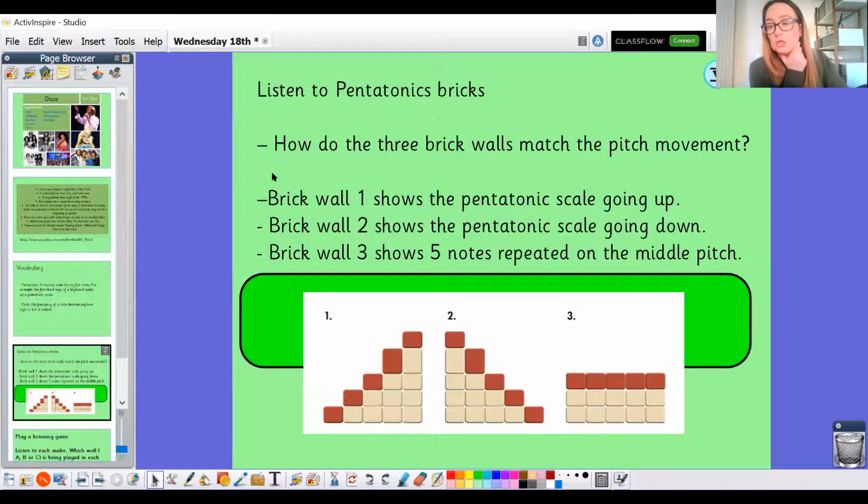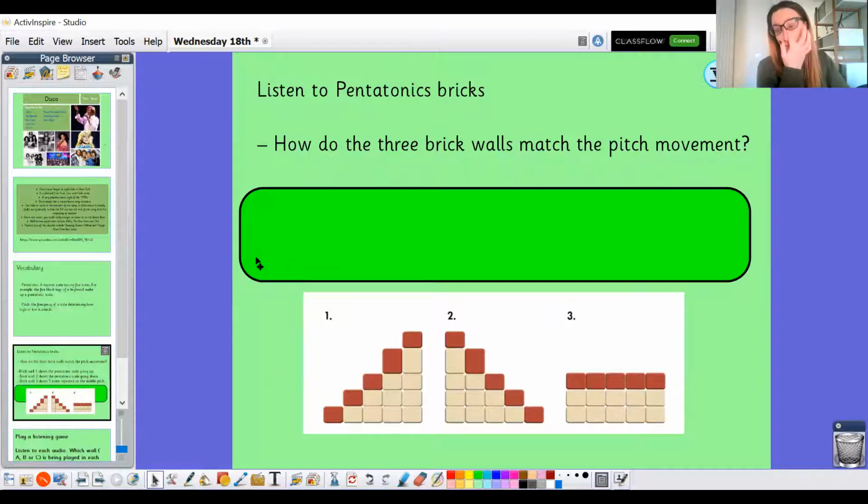So in a moment, I'm going to play you a piece of music, and I want you to have a bit of a go to see if you can think about how the pitch is moving. Okay, so I've got number 1, number 2, and number 3. So I'm just going to have a quick go at making sure that I can share my sound. I should be able to find the music. Right, here we go. Are you ready? Let's have a little listen.